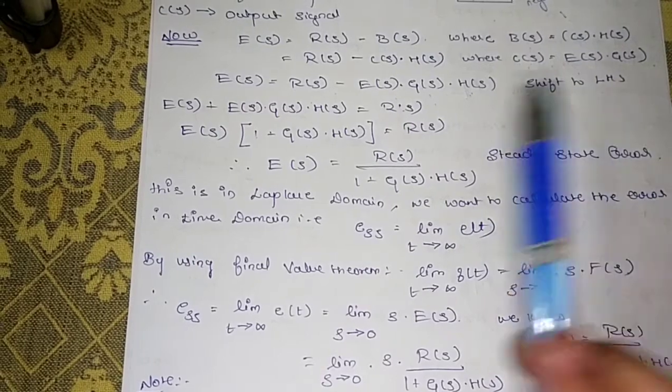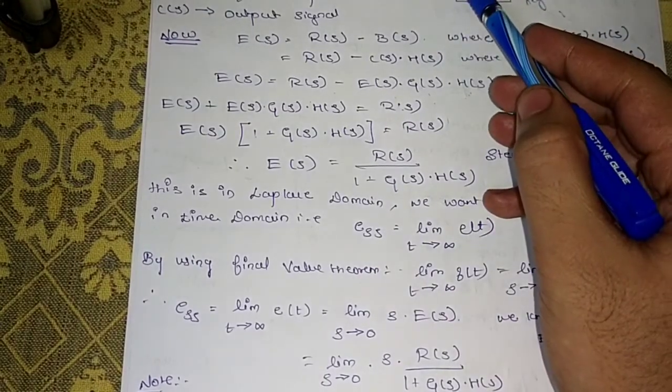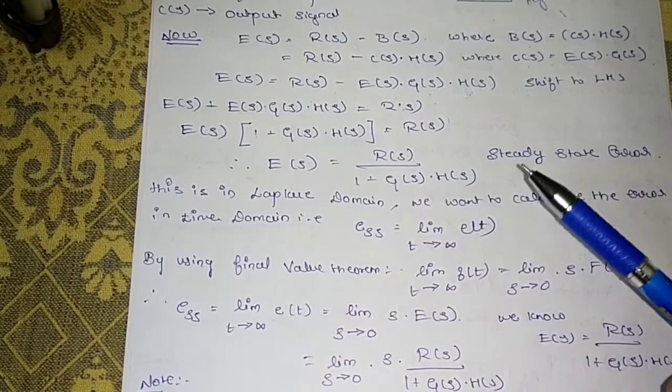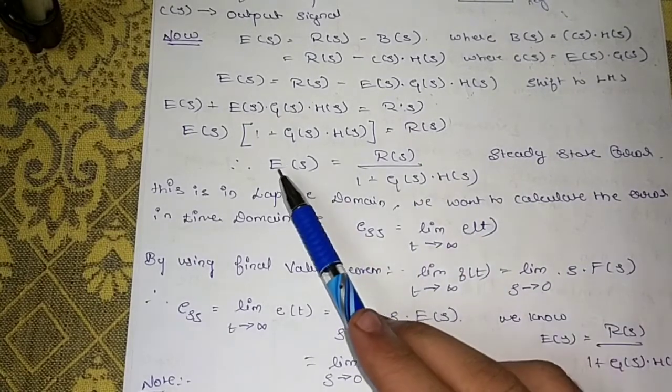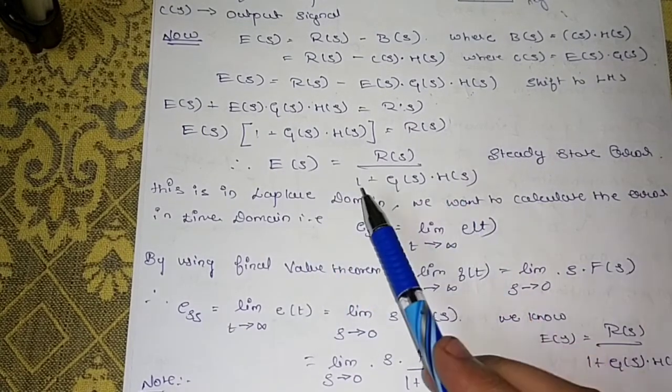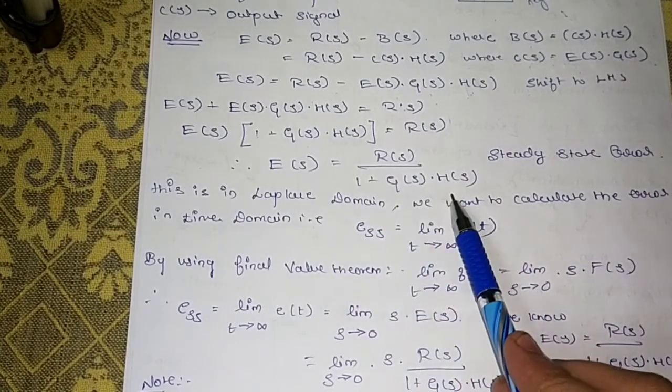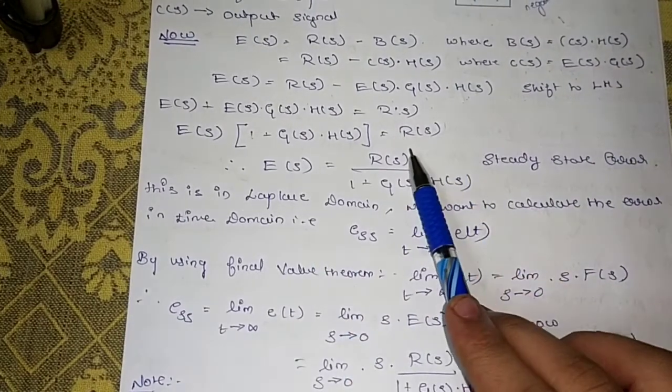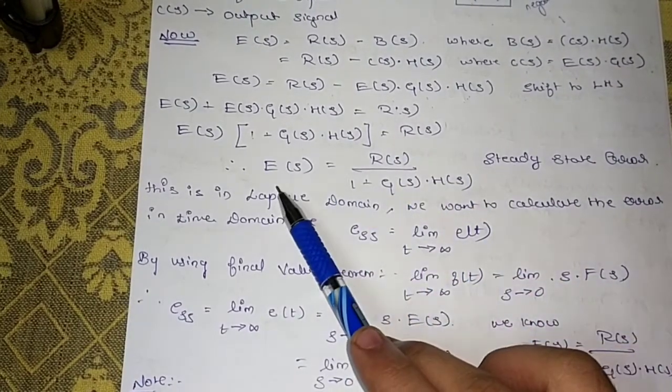Clear? Then what is E(s)? That is the error signal. What we are going to derive is the steady state error. Therefore we derived E(s) equal to R(s) divided by 1 plus G(s) into H(s). So it is called the steady state error. Okay, it is in the Laplace domain.